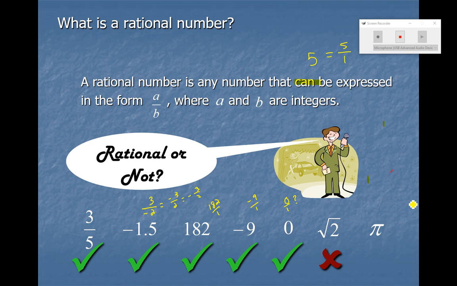Wait, what if you just do like 3.14, a bunch of numbers, over 1? What if you just do pi over 1? Yeah, it's still the same. I'm with you. So it is rational. No. What? Oh, yeah, my bad. A and B have to be integers. So by using pi in the numerator, you're not using an integer. It has to be an integer, a whole number. You have to be able to use 2 whole numbers.